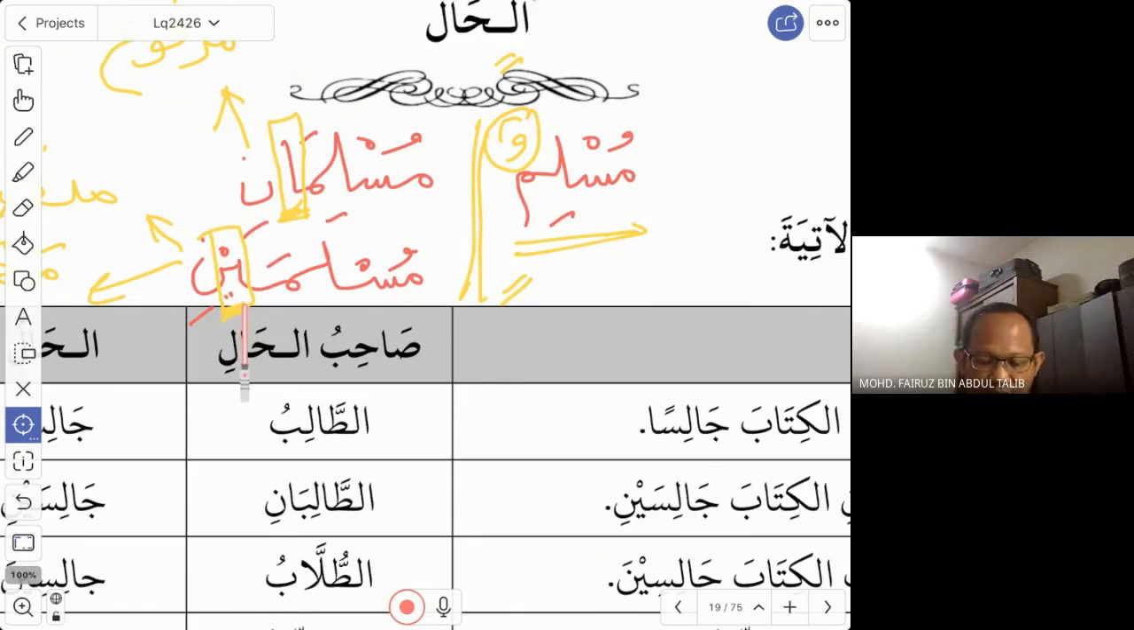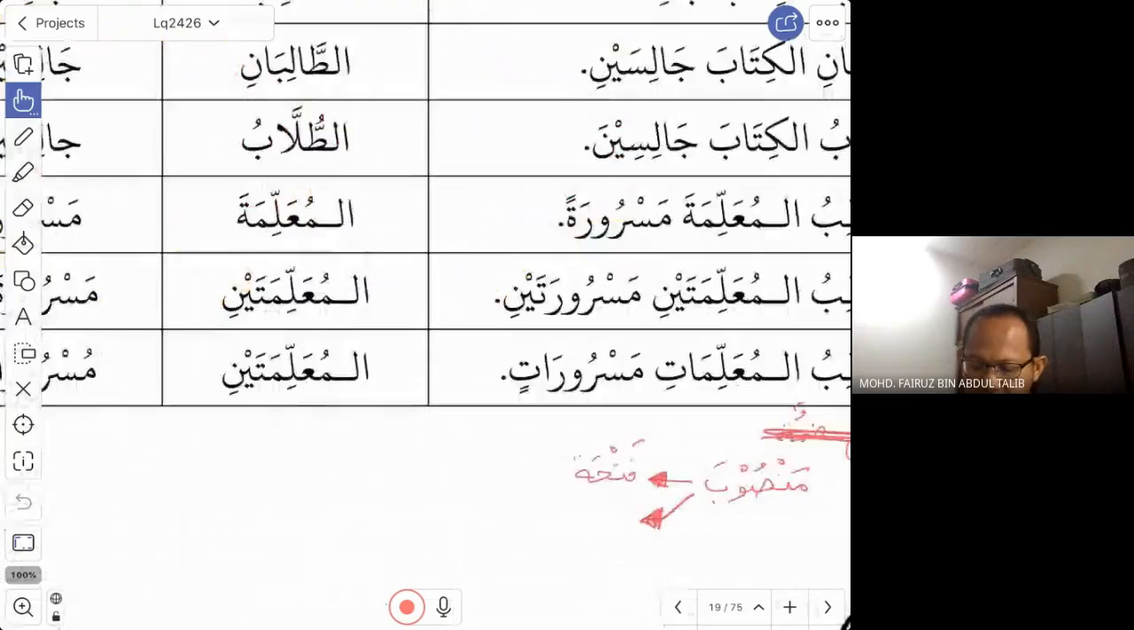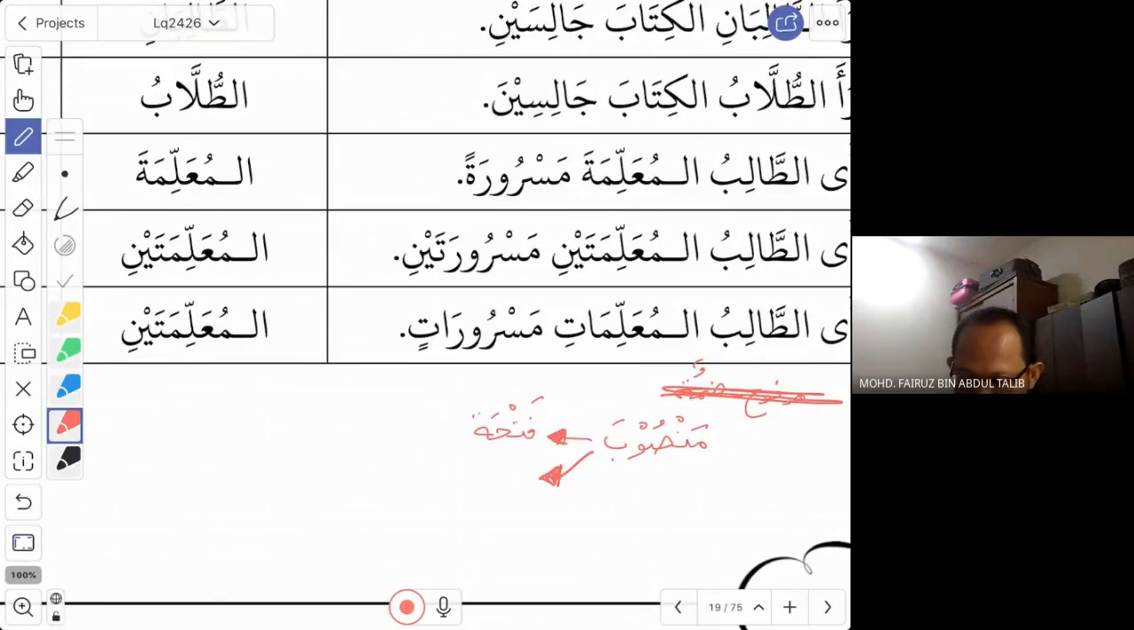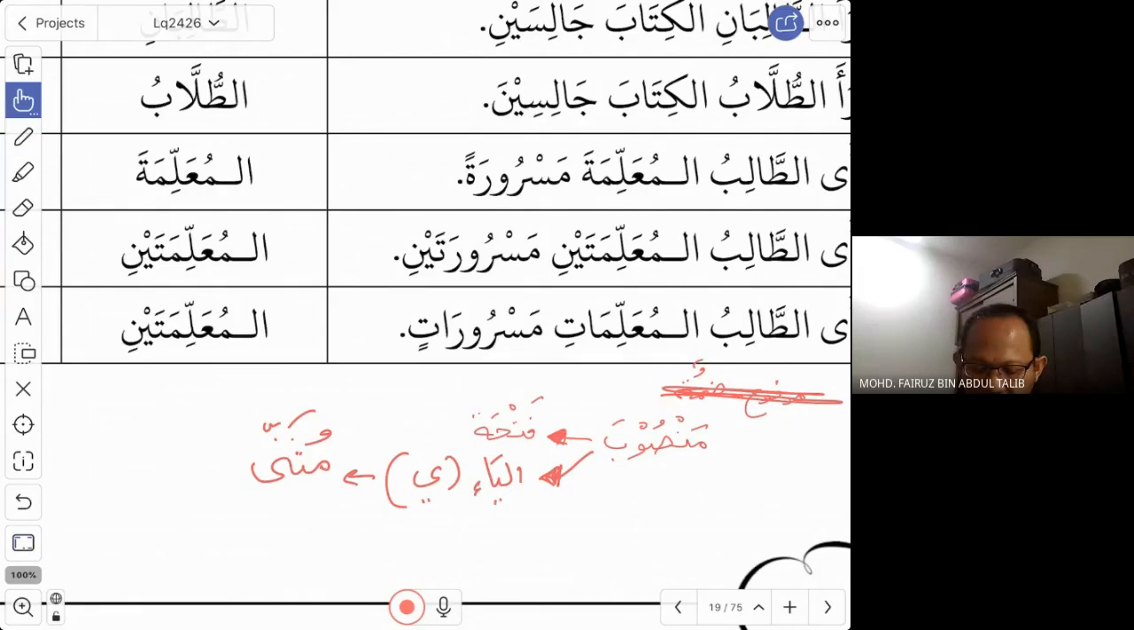Okay. So here we say the alamat or the sign of mansub is ya. The letter ya. Al-ya. Or this ya. So when do you use ya? When it is musanna. So again, when the word is in the musanna form, then you have to use the ya version.